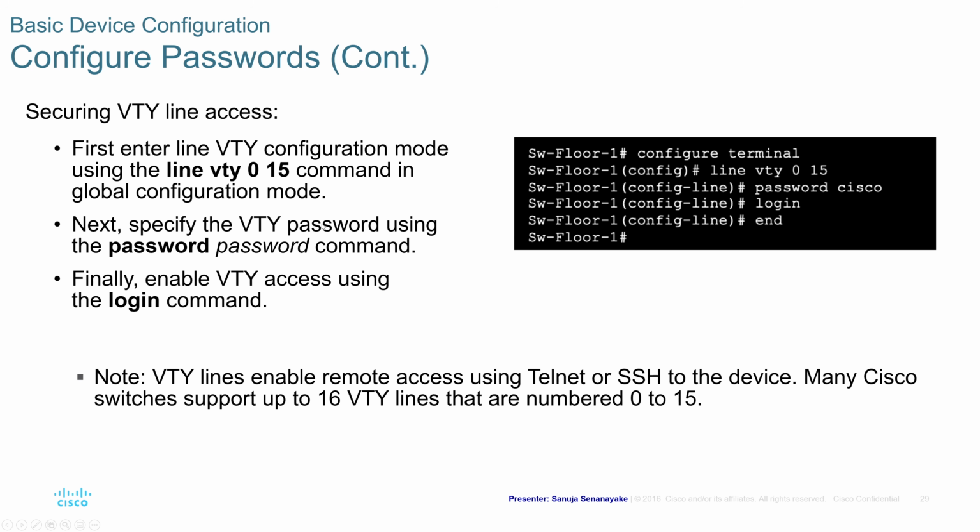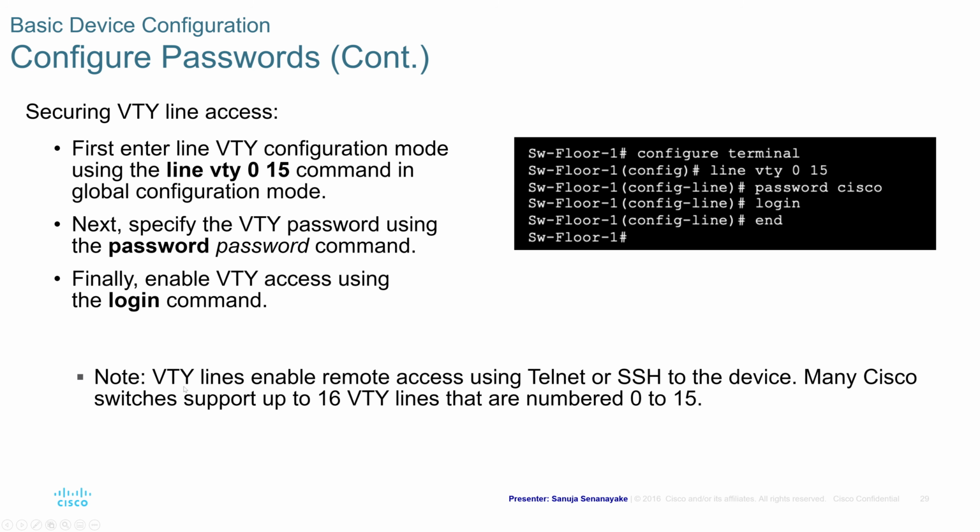Then we can specify the VTY password just like before, using just password, and then you can enter the password you would like to use, in this case Cisco. And remember, in this case you have to enter login so that it will register that password, and then you can end, and that will give you the line VTY access password.